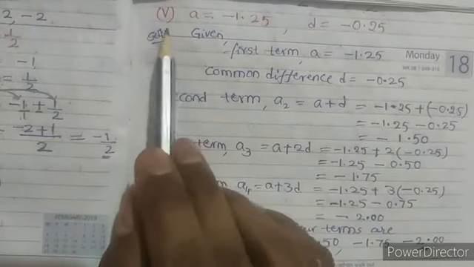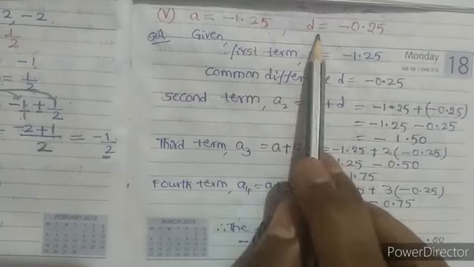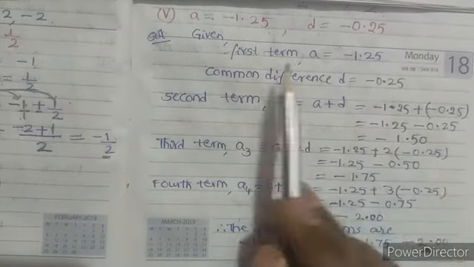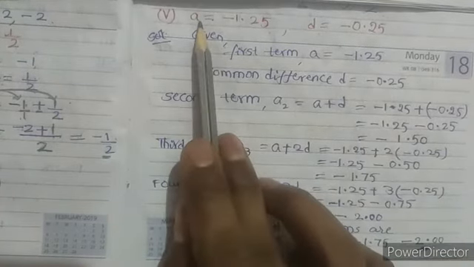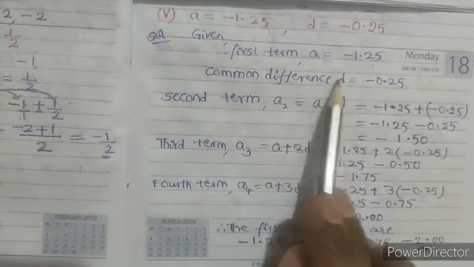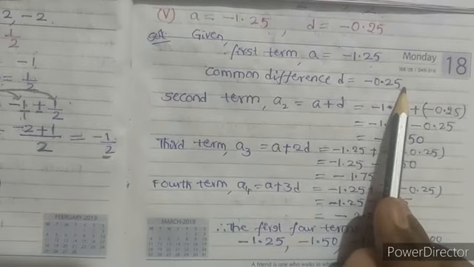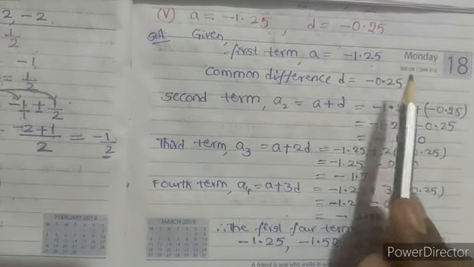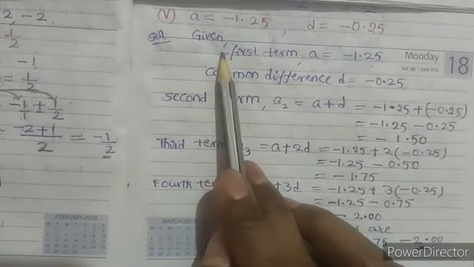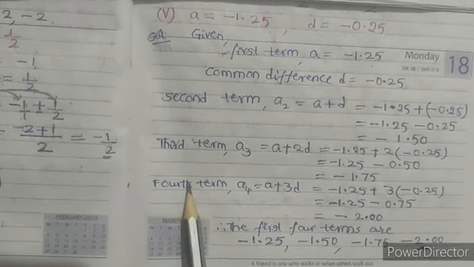Now let us take question number 5. A value is minus 1.25. D value is minus 0.25. Given. What is given? First term a is minus 1.25. Common difference d is minus 0.25. Here we need to find 4 terms. First 4 terms means the first term is already given. We need to find the second term, third term and fourth term.